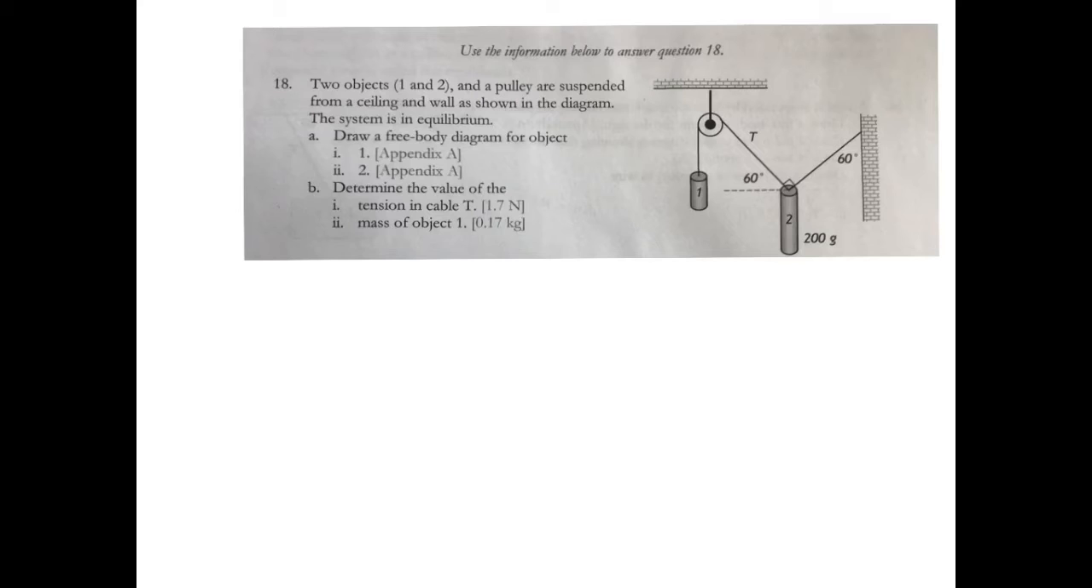So free body diagrams, let's first look at number 1. It says it's at equilibrium, so it's not accelerating. So all the forces are equal. So if I look at number 1, I have the force of gravity down, and that would be equal to the tension up. Number 2, I have the force of gravity on 2, which is just 9.81 times the mass.